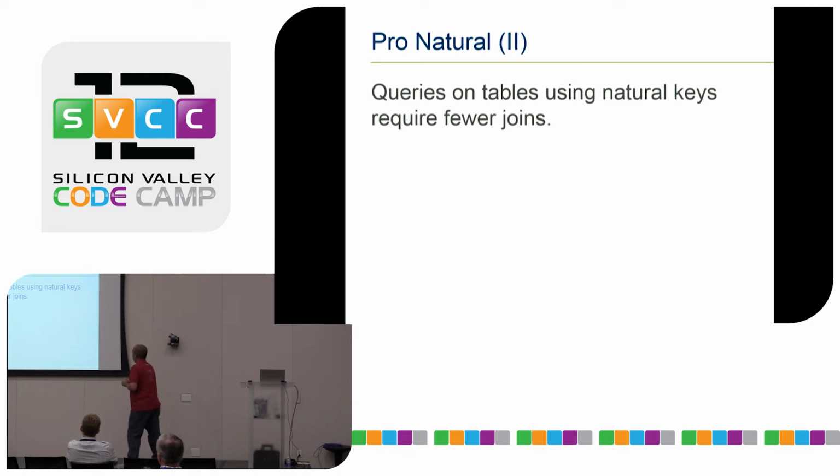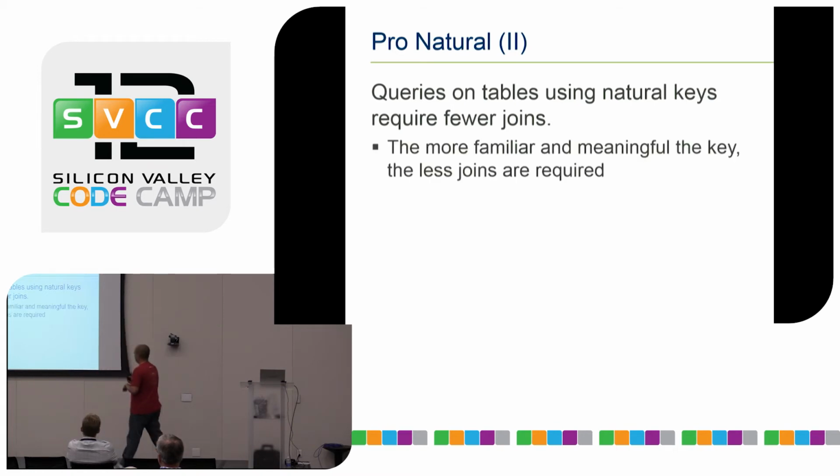Queries on tables using natural keys require fewer joins. And this is probably the biggest impact here. Because if most of my reports want to see country name, and I use that as a key, I just saved the join to countries from every query in the system. Now do that for 3, 4, 5 tables, do that for 80% of the tables in your database, and all of a sudden, 80% of the joins in your code, gone. Now, what will that do to your query performance? We'll see that in a minute.